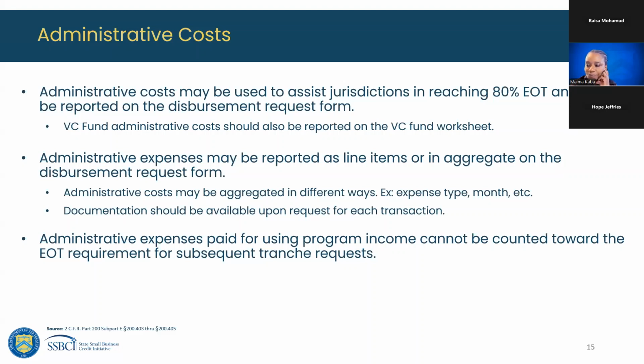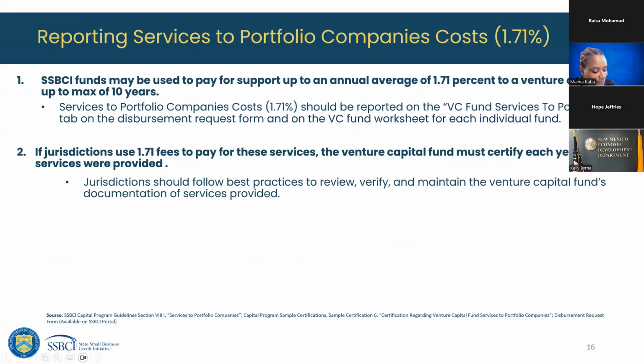So when reporting admin expenses on this tab, remember that each expense doesn't have to be its own line item. Admin expenses can be reported in aggregate. So for example, you can report per expense type or per month. And remember to maintain documentation for these expenses. And another tab here on the disbursement request form is 170.